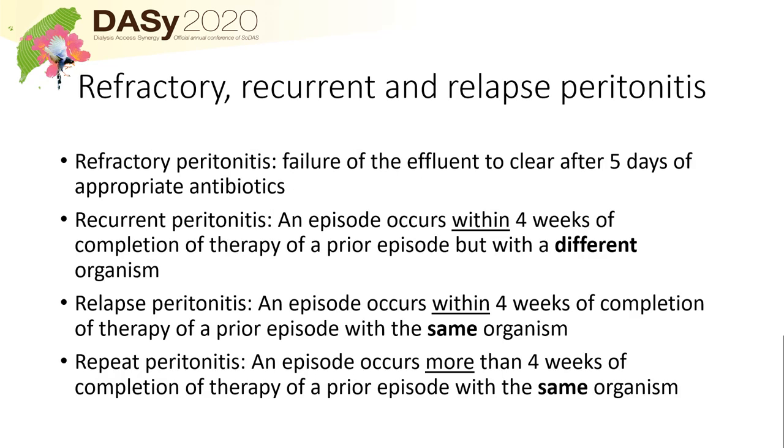There are several types of peritonitis. Refractory peritonitis refers to failure of the effluent to clear after 5 days of appropriate antibiotics. Recurrent peritonitis refers to an episode occurring within 4 weeks of completion of therapy of a prior episode, but with a different organism. Relapsed peritonitis refers to an episode occurring within 4 weeks of completion of therapy of a prior episode, but this time with the same organism. Repeat peritonitis refers to an episode occurring more than 4 weeks after a prior episode, but with the same organism. In these conditions, removal of the Tenckhoff catheter is indicated.